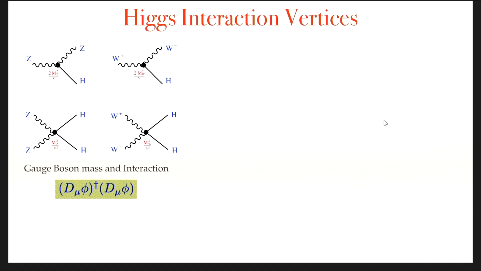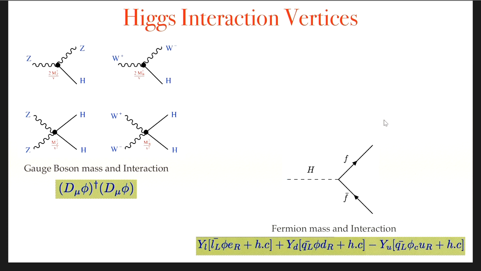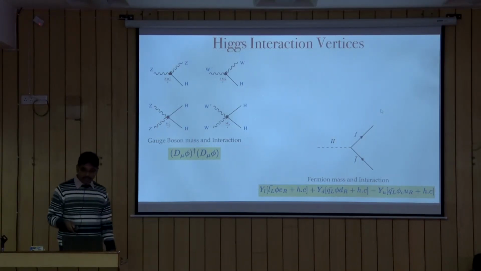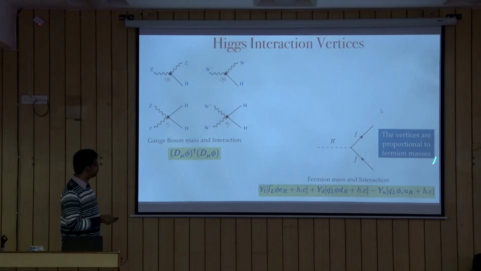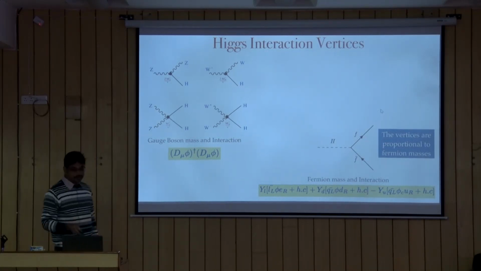So, once again, let me remind you that within the standard model, these are the Higgs interactions with the gauge bosons, which stem from this kinetic term, and the Higgs interactions with the fermions get generated from the Yukawa interaction. These vertices are proportional to the fermion masses. These are proportional to the corresponding gauge boson masses.